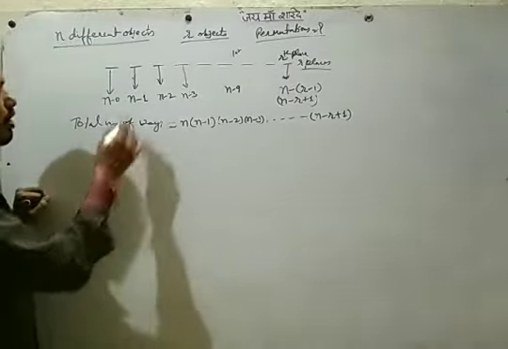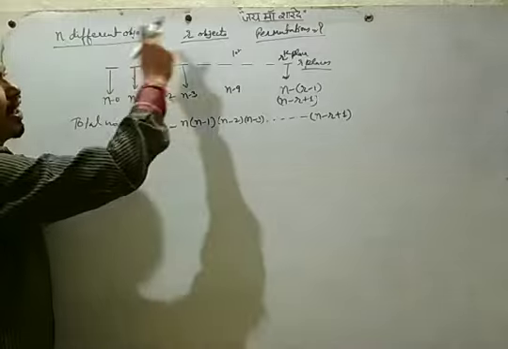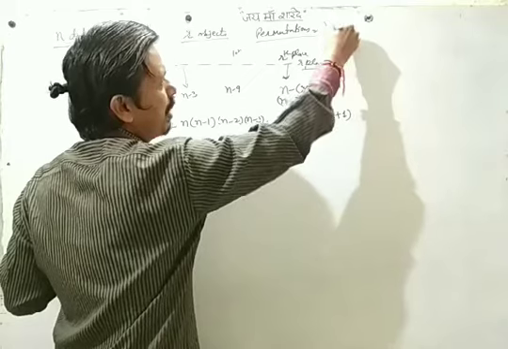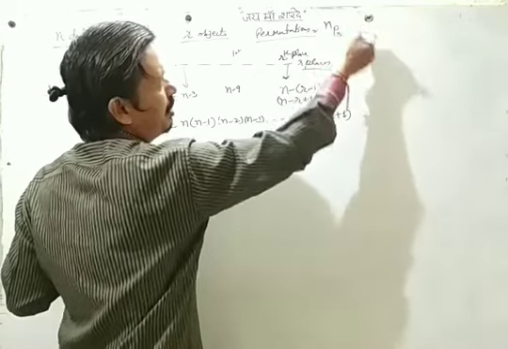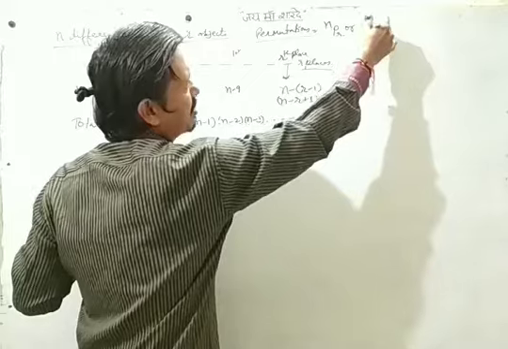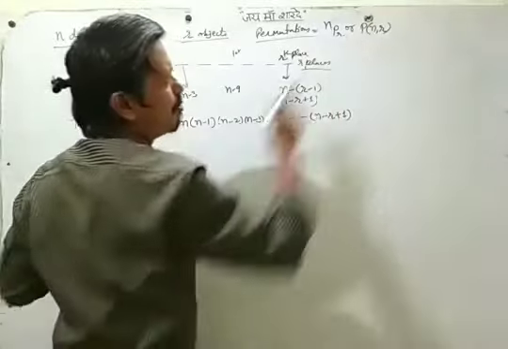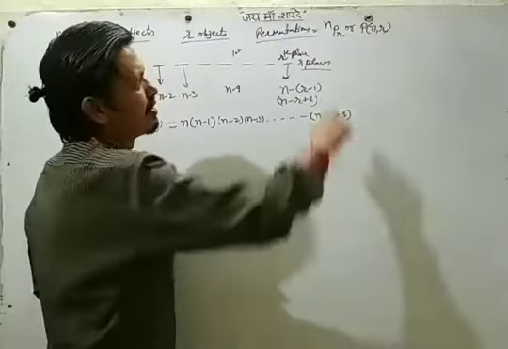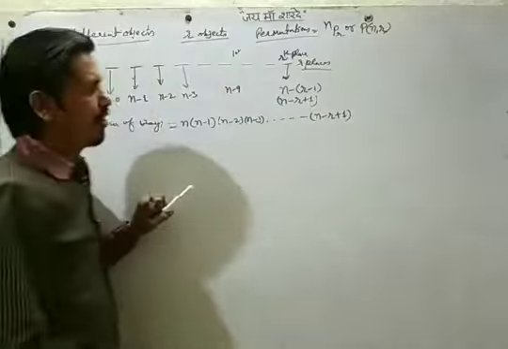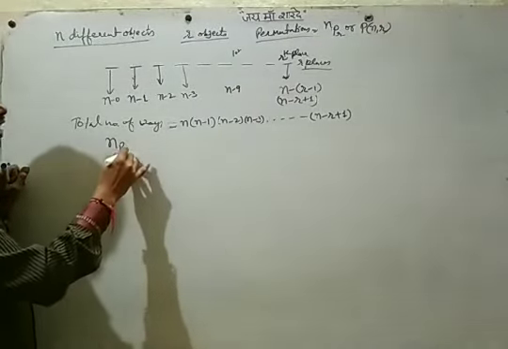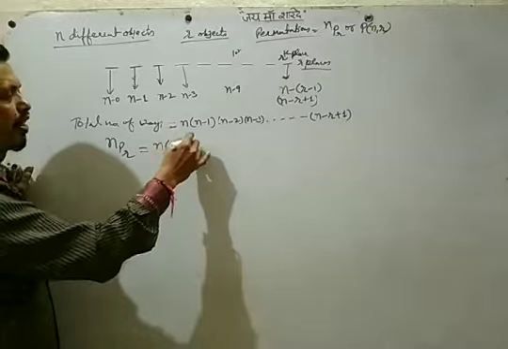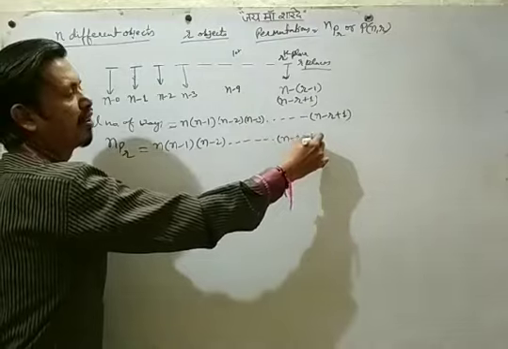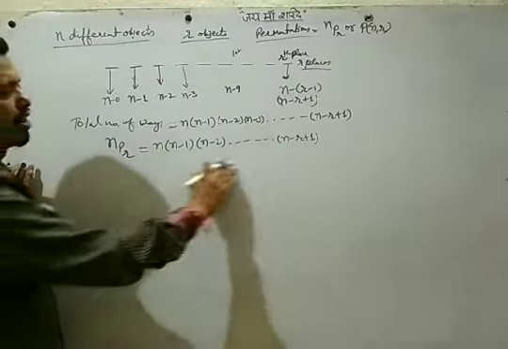Okay, when n objects are there and we take r objects, the number of permutations which we form, we denote by nPr, or we can write it like this. This is the number of permutations taken r at a time from n different objects. So we can write it like this or like this. So nPr is equal to n into n minus 1 into n minus 2 up to n minus r plus 1. Okay, this many arrangements we can make.